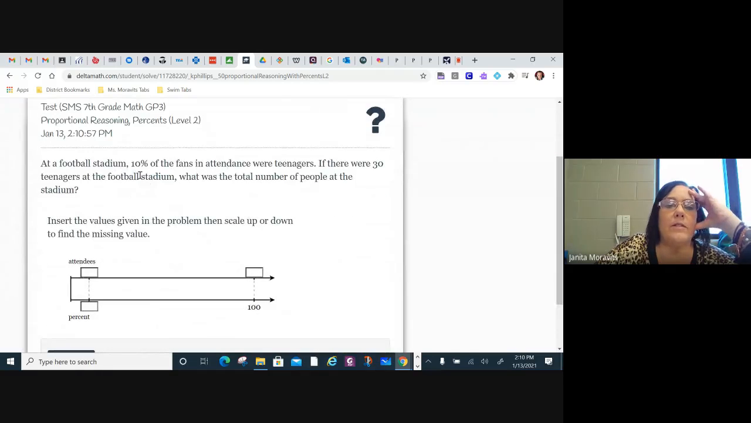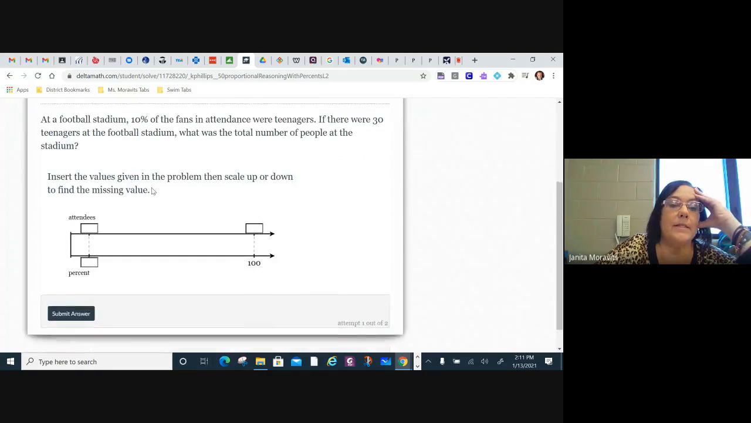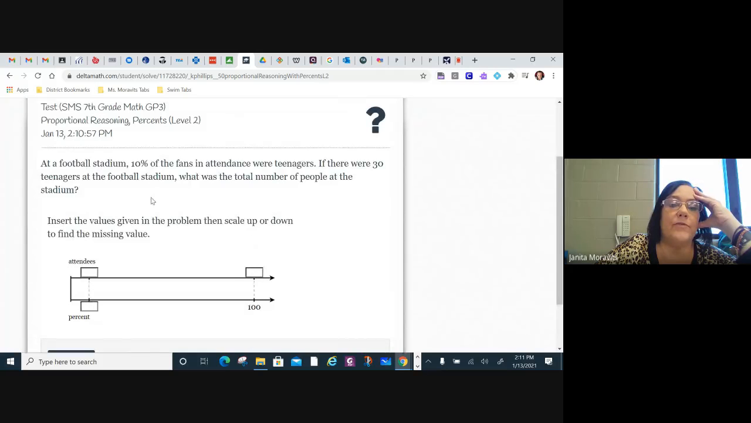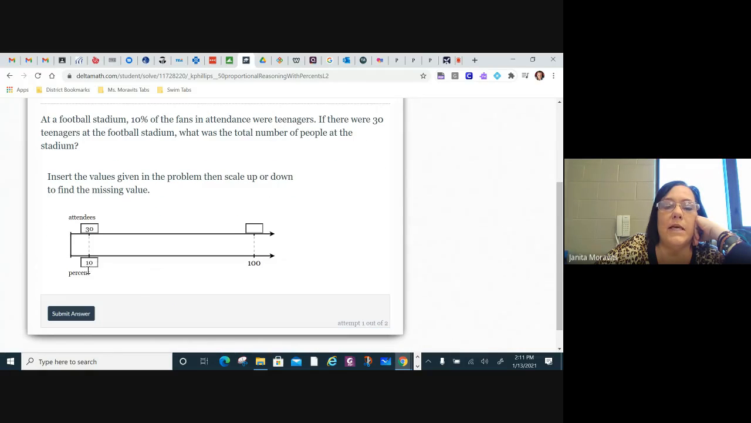All right, let's do one more of these. At a football stadium. Okay, it's the same problem, different numbers. So this time 10% of the fans were teenagers, and there were 30 teenagers. So there were just 30 of them this time. So what was the total number of people? Well, remember, 10 times 10 gave us 100. So 30 times 10, and remember, anytime you multiply by 10, you add a 0 to the end of it. So we had 30, and we add a 0.